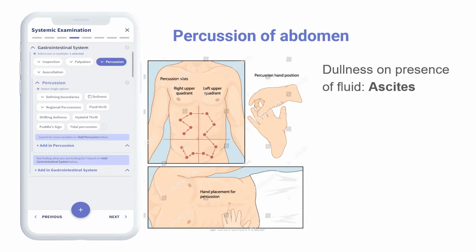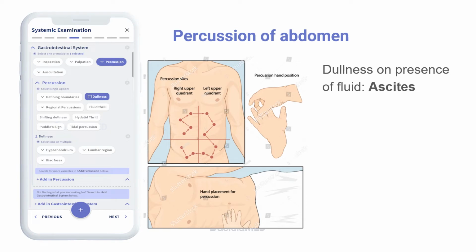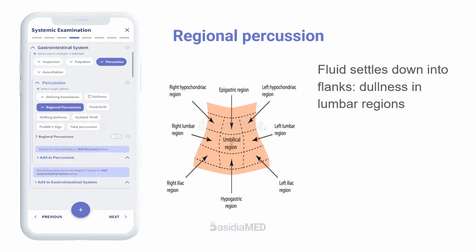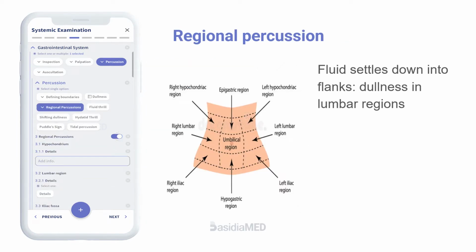With the patient in supine position, hands by the side of the body, and legs flexed at the knee joint, percussion of the abdomen reveals dullness if fluid is present within the cavity. Regional percussion at each of these areas is done. In supine position, ascitic fluid, if present, settles in the flanks, causing a dull percussion in the lumbar regions.